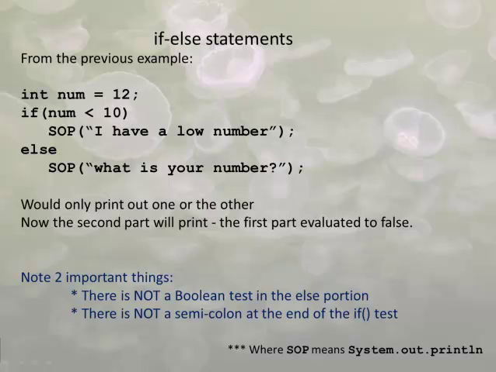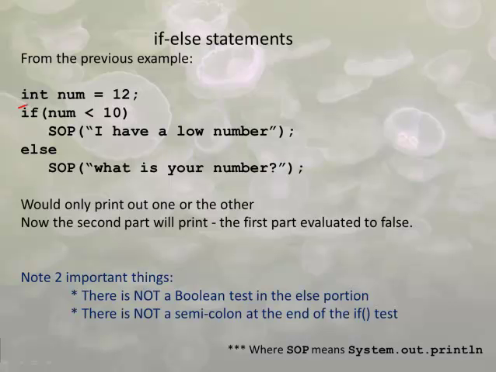For instance, num is now assigned 12. 12 less than 10, that's false. Therefore, this does not occur. The else part of the statement does occur. The body of the else statement says System.out.println, what is your number? It would only print out one thing or the other.